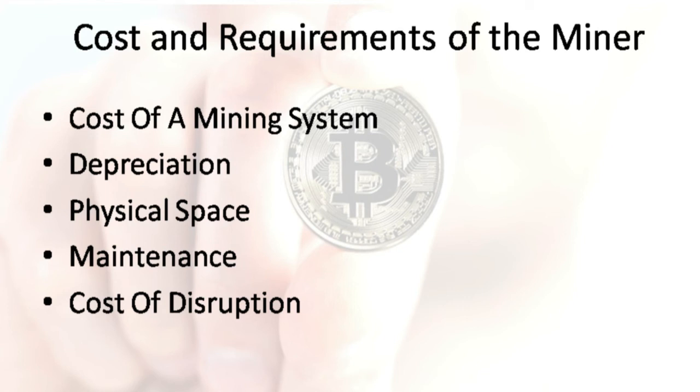With regards to cost and requirements of the miner, the following 5 factors need to be taken into account: the cumulative cost of a mining system, the depreciation and loss of value of the system in the long term, for example, over an expected life cycle of the mining rig, the physical space needed for a mining rig and its associated costs, the maintenance requirements of the rig, as well as the cost of a disruption to the mining process.